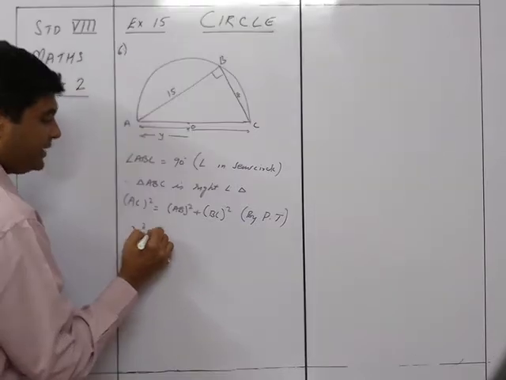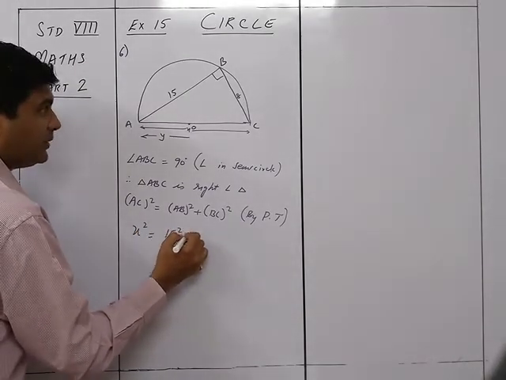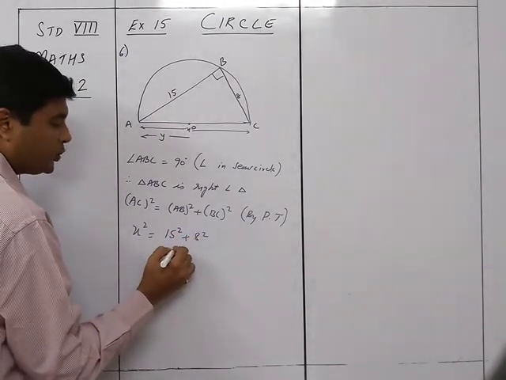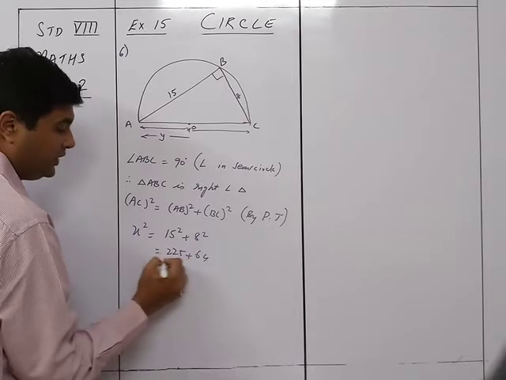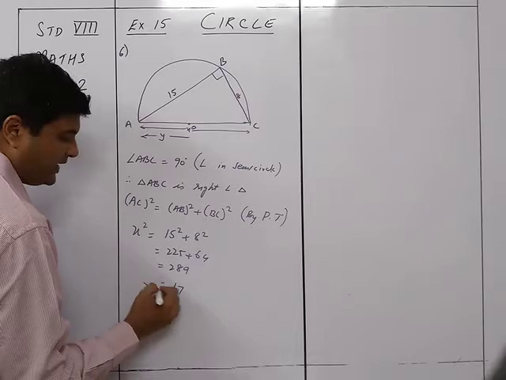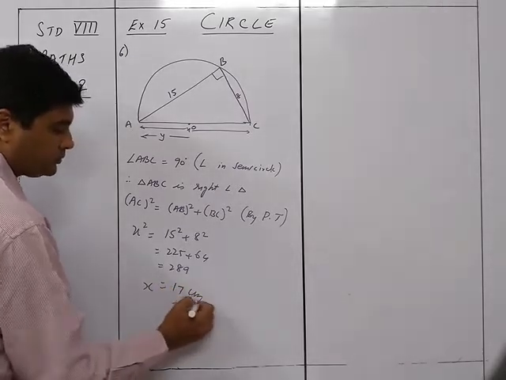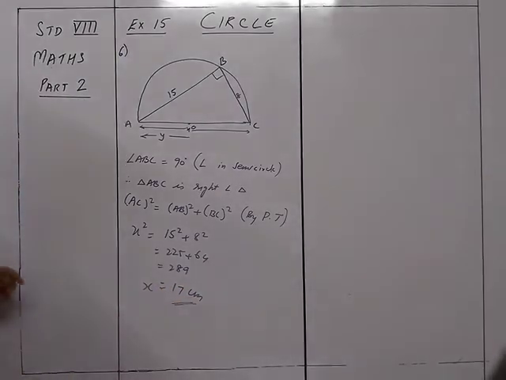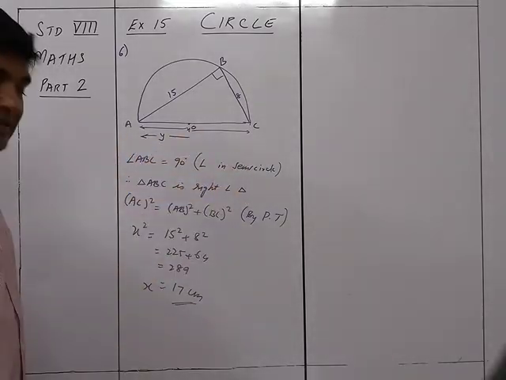So x square is equal to 15 square plus 8 square. That is 225 plus 64, that is 289. That is 17 square. So x is equal to 17 centimeters. Okay, you get x is equal to 17 centimeters.